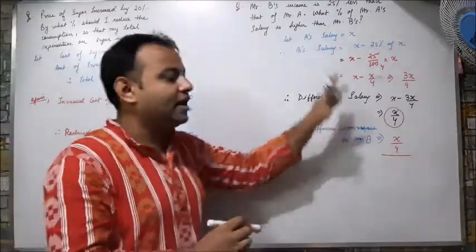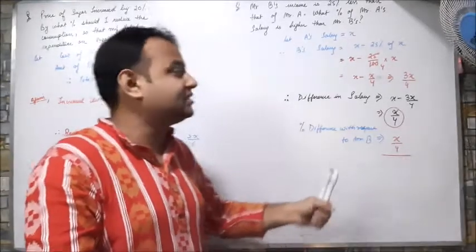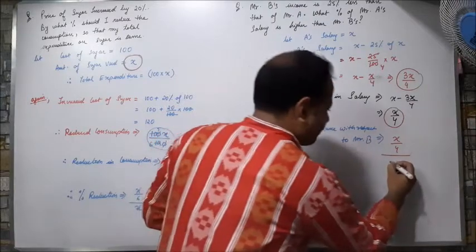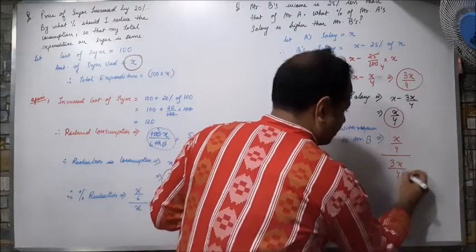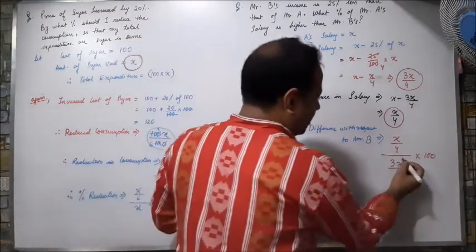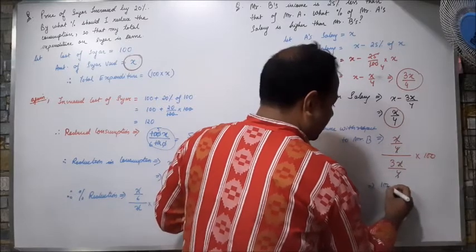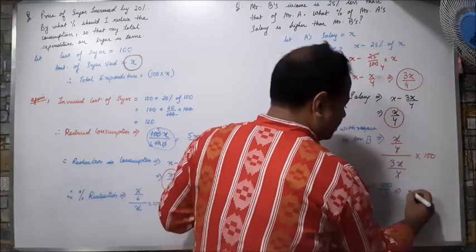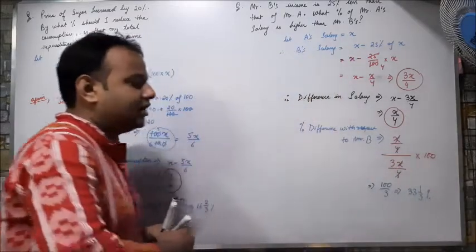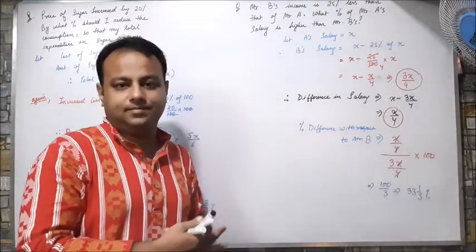Here, whose value will I write, A's salary or B's salary? With respect to B, so I will write B's salary. This is B's salary, into 100. On solving, x gets cancelled, 4 gets cancelled, and I am getting 100 by 3, that is equal to 33 1/3%. Means A's salary is 33% more than that of B.